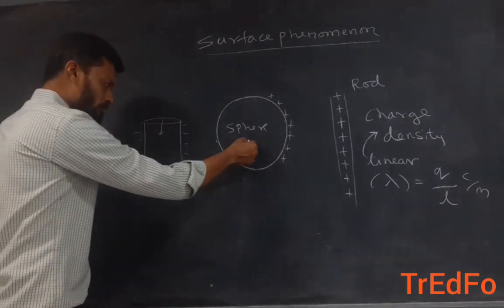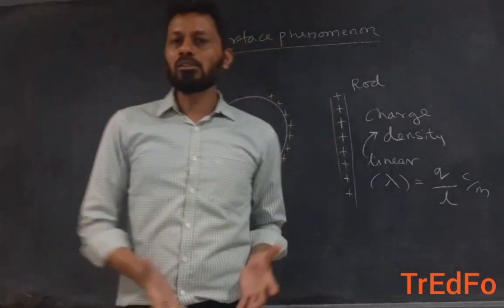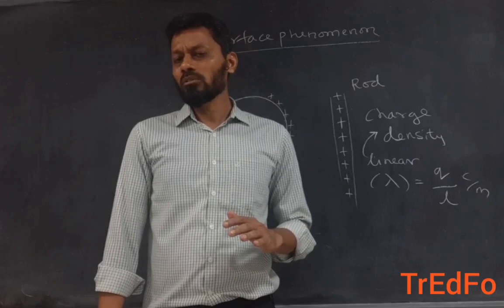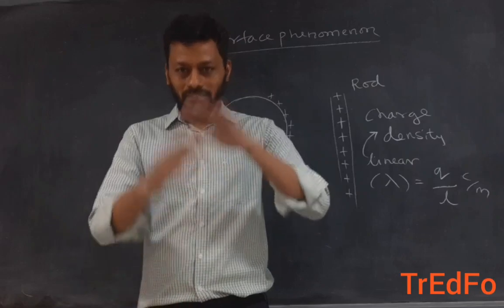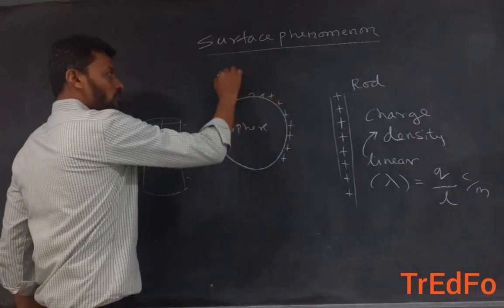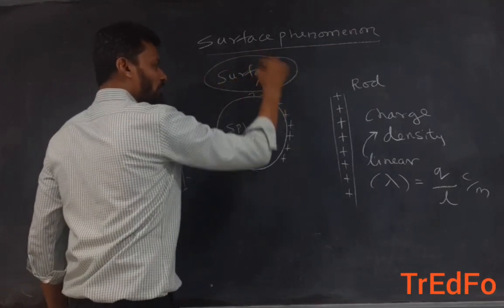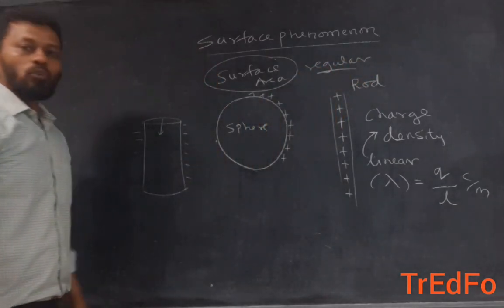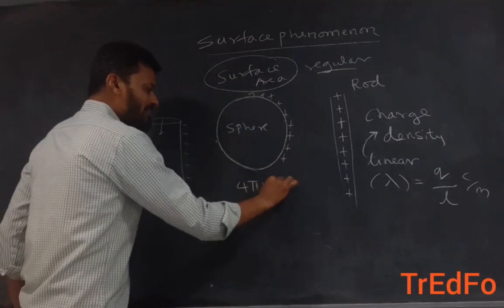Now if I am looking at a sphere or a cylinder, again the charges will be at the surface. So we don't have to discuss volume here at all, because the charges are not concentrated inside. Charges are settled at the surface because it's a surface phenomenon. So you need to know very well the surface area of some regular objects such as a sphere. The surface area of a sphere is 4 pi r square.